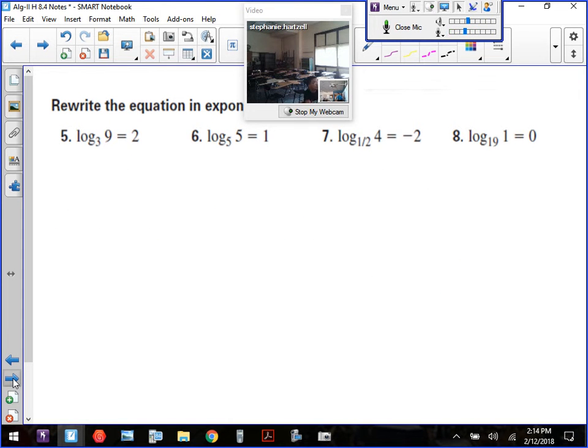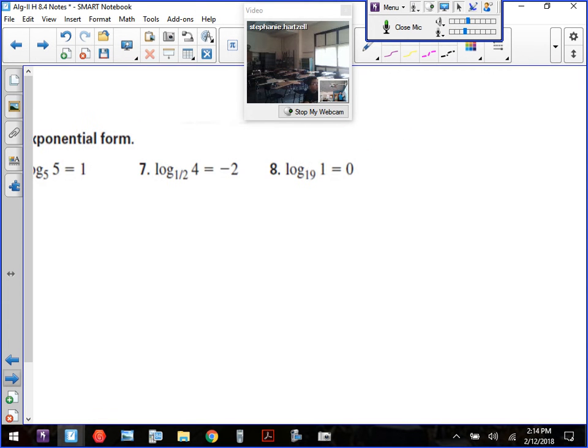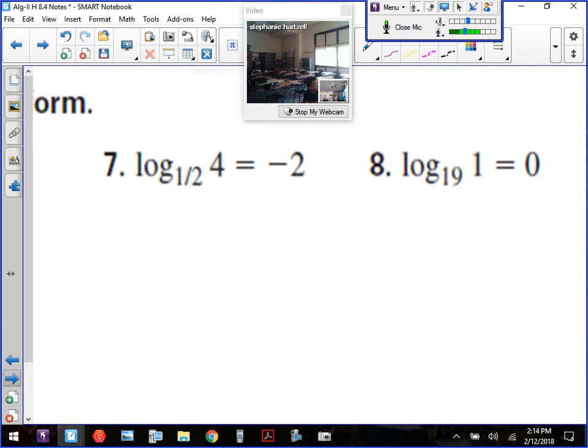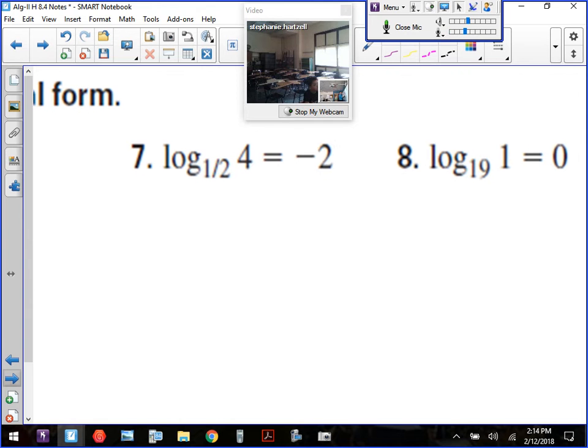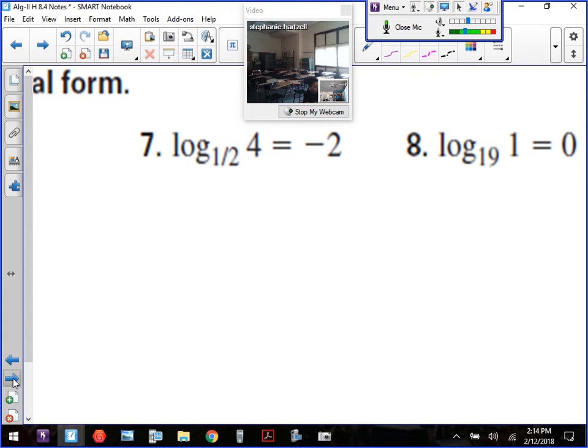Yes. Let's do one more. Let's do log base 1/2 of 4 equals negative 2. I want to rewrite that in exponential form. When I write it as an exponent, it's going to be 1/2 to the negative 2 equals 4. Not bad, is it?